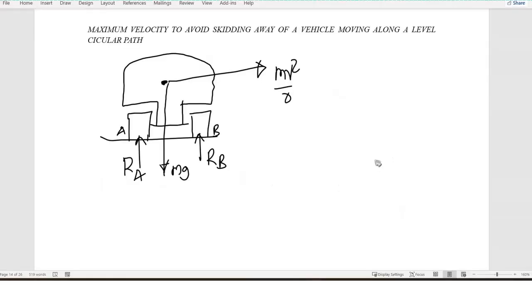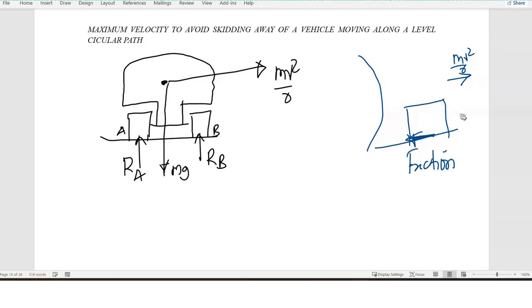So ladies and gentlemen, in this discussion, we are looking at the maximum velocity to avoid skidding away of a vehicle that is moving along a level circular path. If this vehicle is negotiating a corner and we have a level path, then if it is to skid away, the force mv squared out of r must be greater than the force of friction between the tires and the ground.